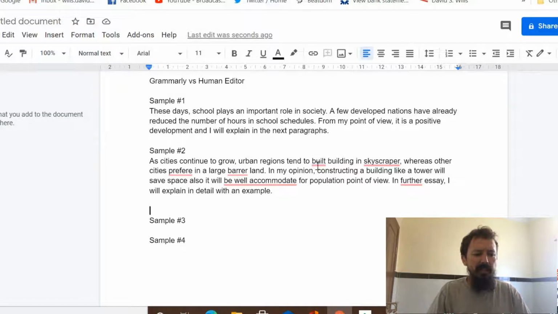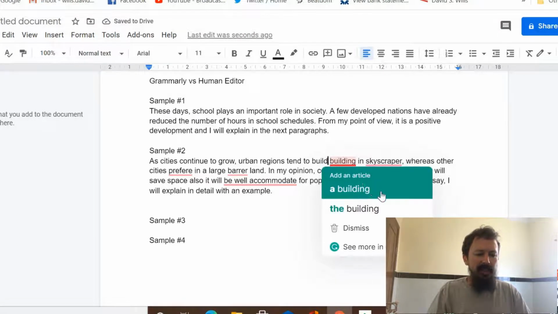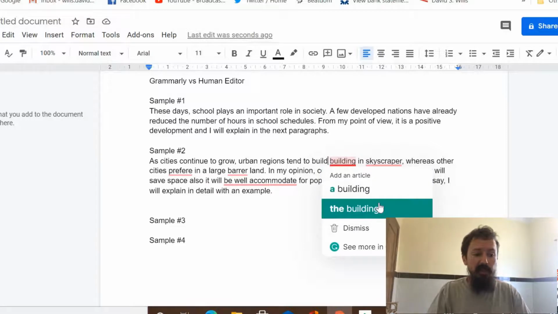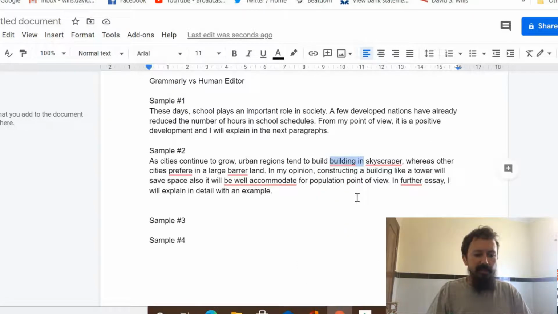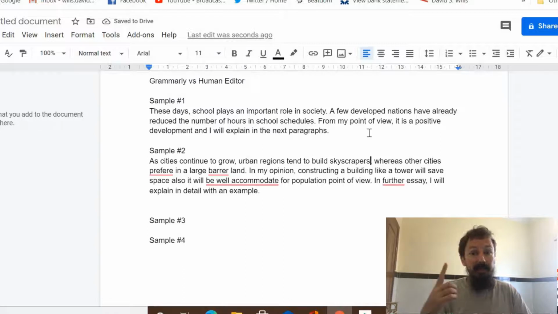Then we've got some big problems here. Tend to building in skyscraper. This is really confusing, and I think Grammarly has been thrown off. But it has corrected the verb, which is correct. We can't say tend to built. Built is past tense, past participle there. We need to use the present simple, tend to build. Again, it's come up with a new suggestion here, a building, the building. This just doesn't make sense. We would say tend to build skyscrapers. Not just one skyscraper. And again, if it is one, you need to say a skyscraper. You cannot just use the verb with no article and no plural form or anything like that.